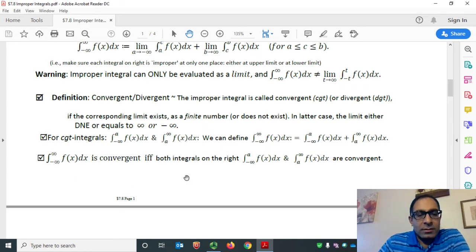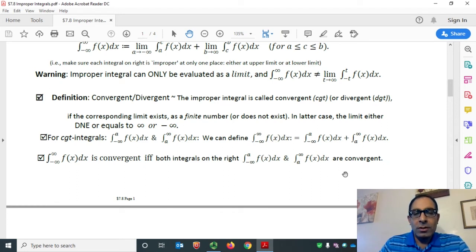Now the last line here: the left side integral is convergent if and only if. This is "if and only if," IFF. If and only if means both directions too. The left side implies the right side, and the right side implies the left side. So the left improper integral is convergent if and only if both integrals on the right side are convergent. If any one of the improper integrals on the right diverges, then automatically the left integral diverges.